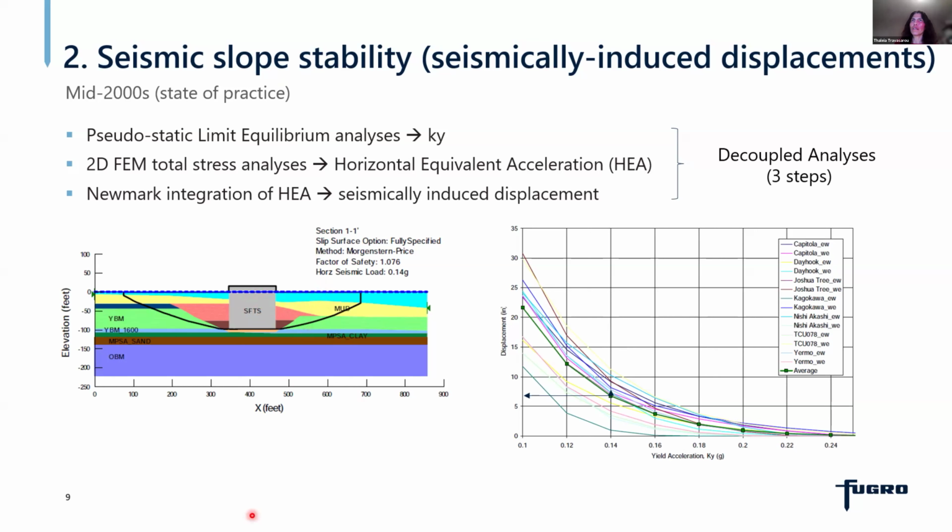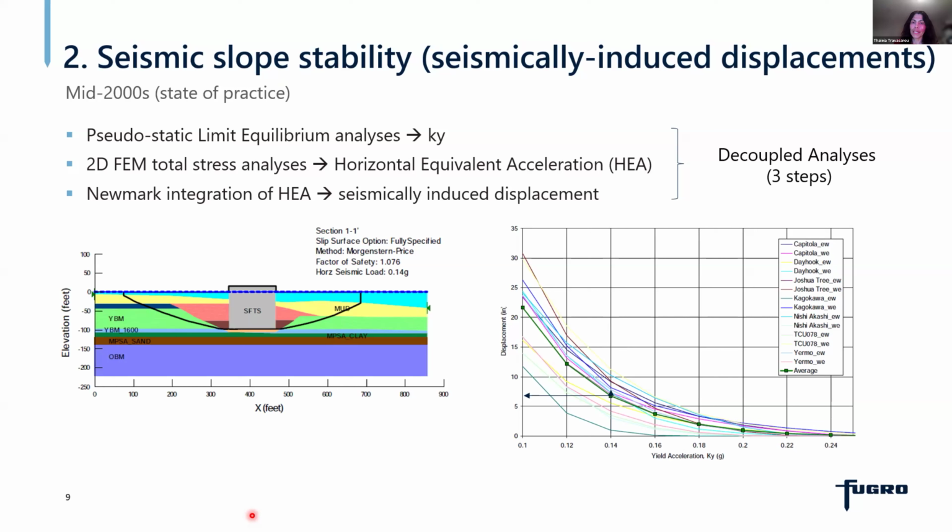And so back in the early 2000s or mid 2000s, we approached this problem with a decoupled analysis approach. And this is a three-step type of evaluation, starting with performing pseudostatic limit equilibrium analysis to calculate the yield acceleration, and then followed by two-dimensional total stress analysis to compute a horizontal equivalent time history, which is representative of the sliding mass. And at the time, we're using software like Quad4M.